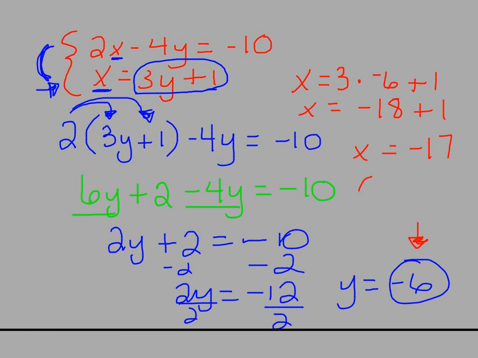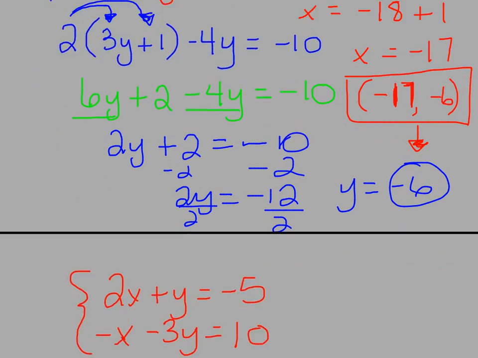It's kind of a weird number, but that's okay. We're going to put this into an ordered pair. Remember, the x number is always first, so it goes negative 17, negative 6. So this here is the answer. Okay, so there's that.